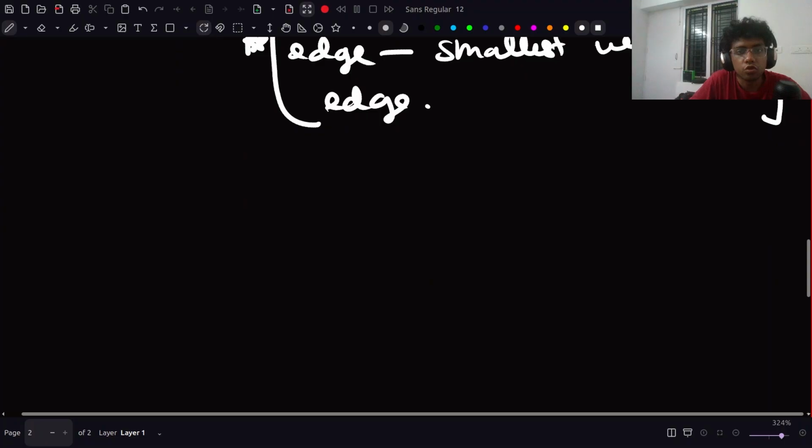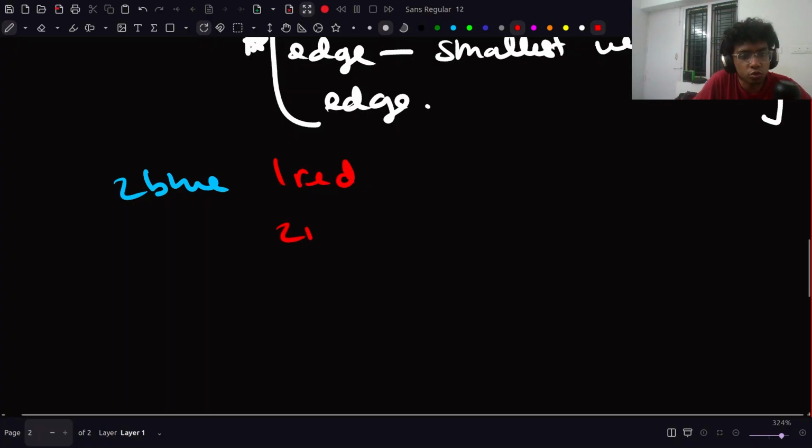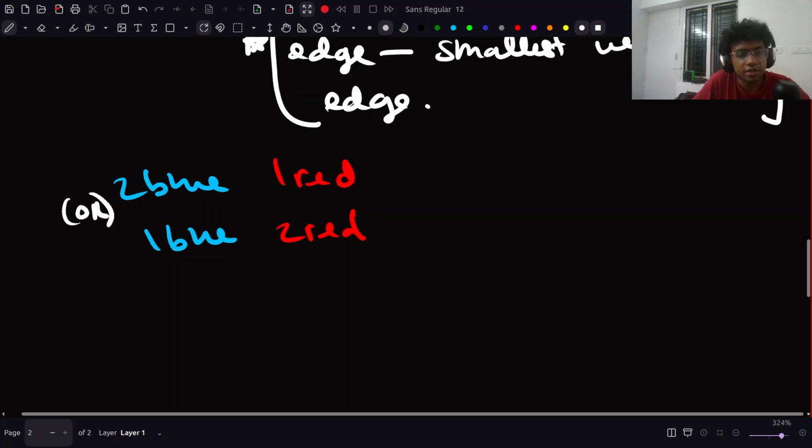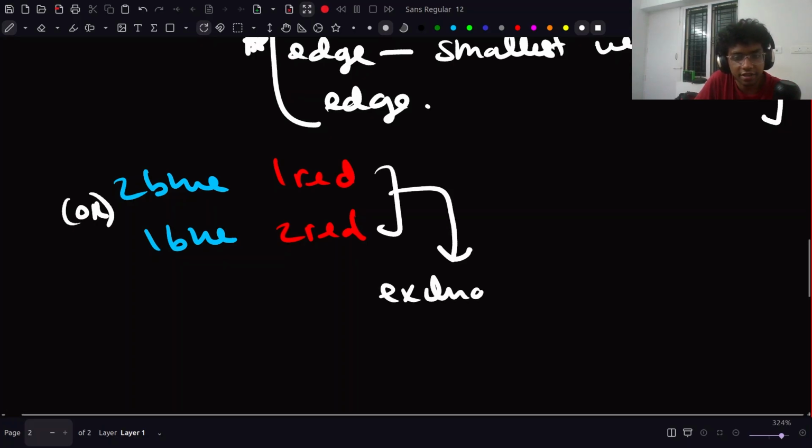All right, so we know that each triangle is either two blue, one red, or two red, one blue, right? We know this already. And both the cases are similar. They don't change anything, right? Only the colors change, but the excluded edge remains the same, right? The excluded edge remains the same.